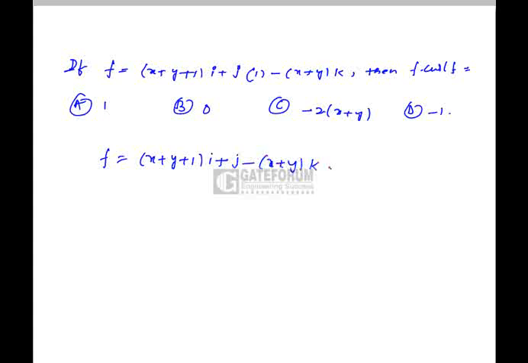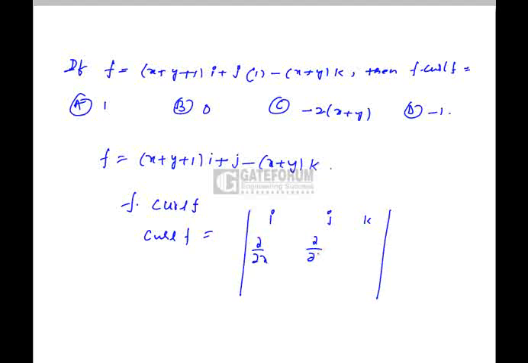The given function is f equal to x plus y plus z into i plus x plus y plus 1 into j minus x plus y into k. Now we have to find the value of f dot curl f. Now let us find curl f first. Curl f is nothing but the determinant of i j k, dou by dou x, dou by dou y, dou by dou z, and the coefficients of i j k are x plus y plus z, x plus y plus 1, and minus of x plus y. If I expand this, then it will be minus i plus j plus k. So the curl f is minus i plus j plus k.